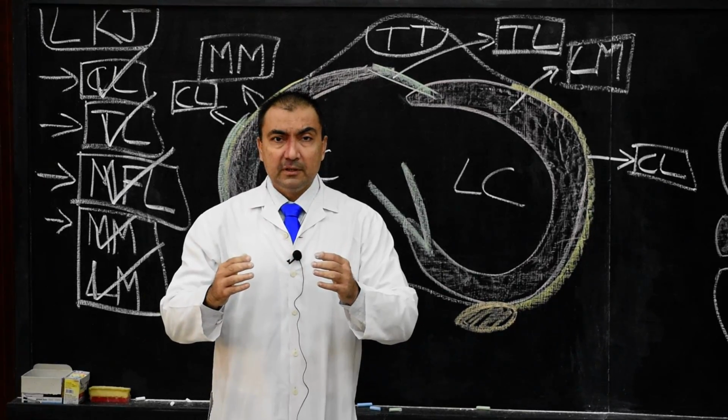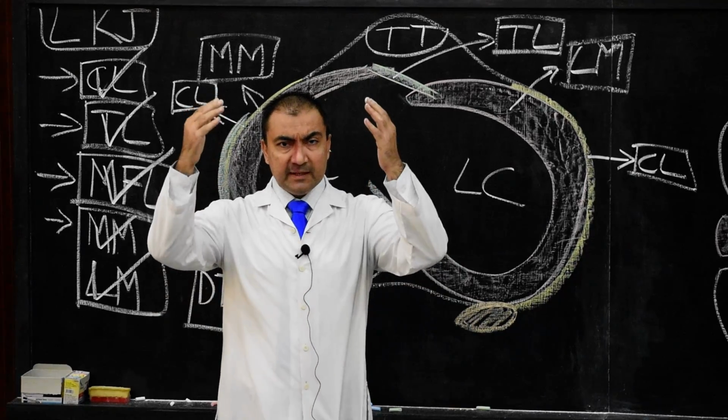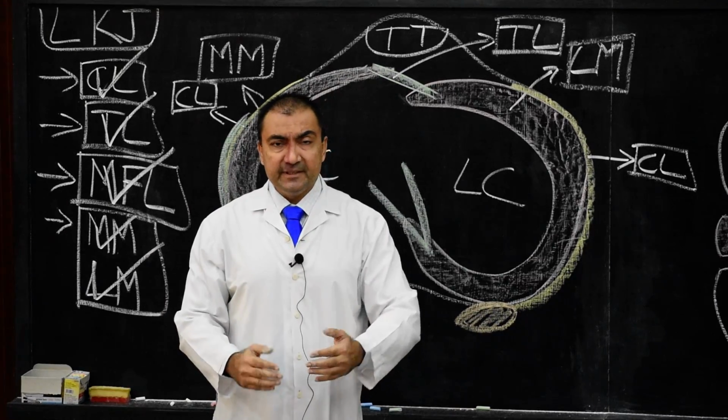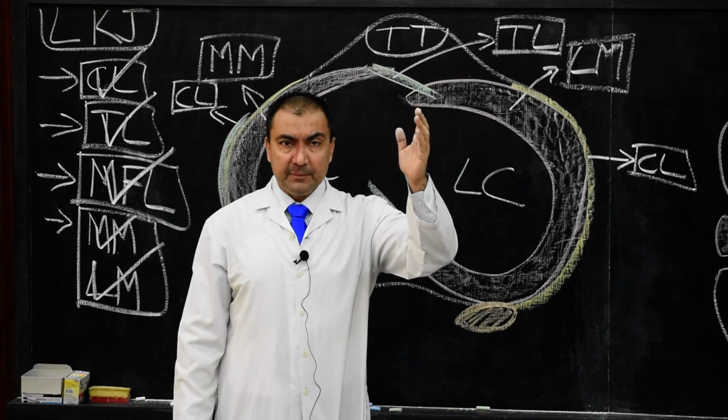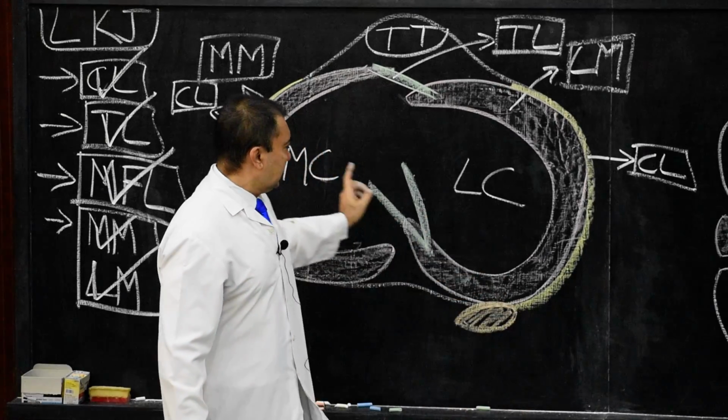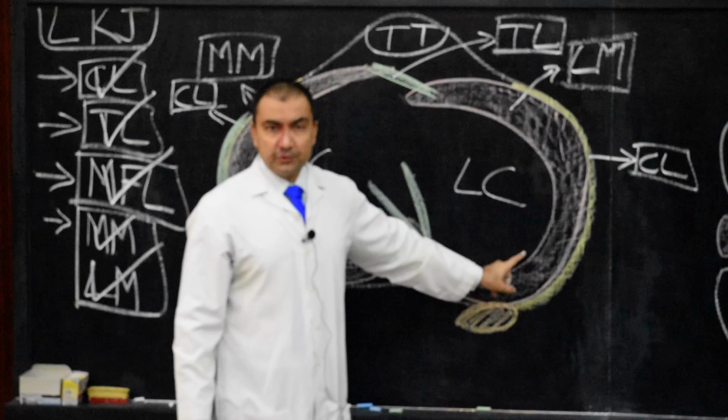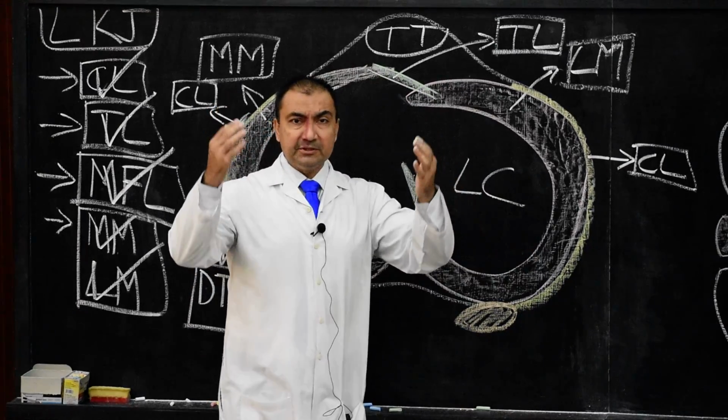With this, we are finishing all the ligaments of the knee joint. We started from capsular ligament, synovial membrane, and we ended with the menisci of the knee joint. So here we finish all the ligaments of knee joint.